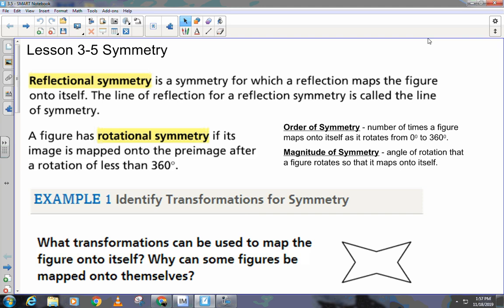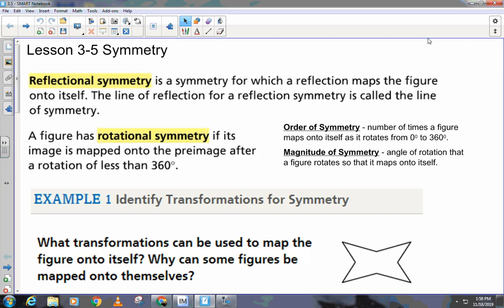Then we have rotational symmetry, and rotational symmetry occurs when you take your pre-image and you rotate it a particular angle, and the pre-image and the image are indistinguishable. So you might rotate it 60 degrees, but you can't tell. You might rotate it 180 degrees, but you can't tell that it's been rotated, okay? But it has to be less than 360 degrees, because 360 degrees takes it all the way back to where it starts, because there's 360 degrees in a circle, okay? The number of times a figure maps onto itself as it rotates from 0 to 360 is called order. So if I can rotate it 1, 2, 3 times till I get back to where I originally started, it has an order of 3.